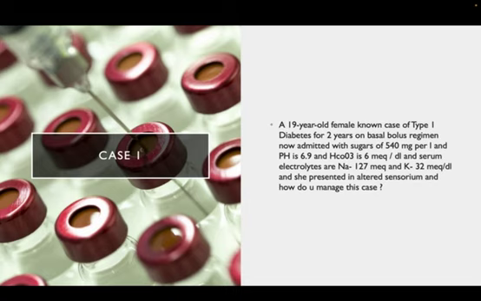First, we know the sugars are very high at 540, the pH is 6.9 and the bicarbonate is on the lower side. How do you diagnose a DKA case? There are 3 factors: sugar more than 250, urine ketones positive, and bicarbonate less than 15 to 18, that is metabolic acidosis with increased anion gap. Here we can clearly see 2 factors. Any 2 of the 3 factors being positive is enough to diagnose a DKA case. So this is clearly DKA.